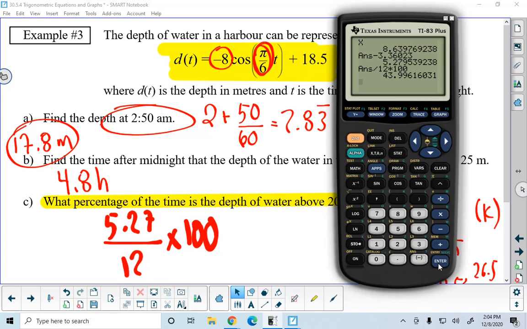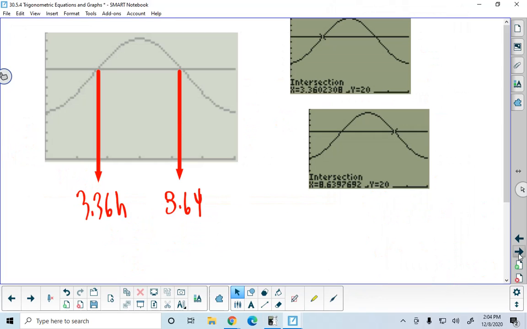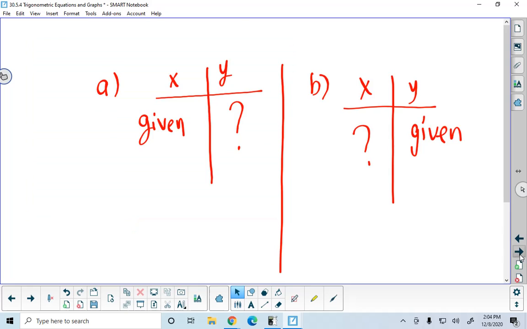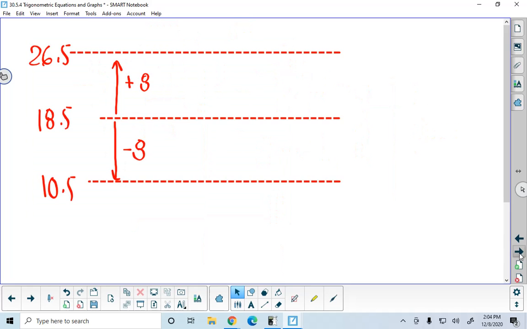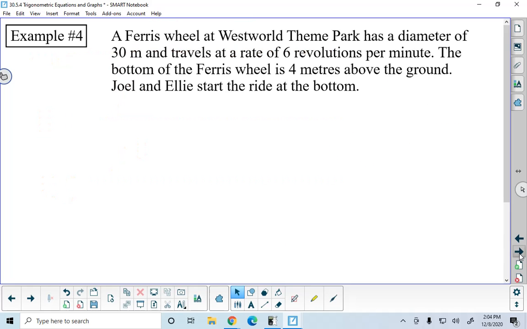All right, so we're going to move on. We have to look at one last example. One of the things that students in Math 30-1 are expected to be able to do is to come up with a trigonometric equation that describes something occurring in nature. And that's what example 4 deals with. Example 4 says we have a Ferris wheel at Westworld Theme Park. The diameter of the wheel, and you can see the picture there, is 30 meters.